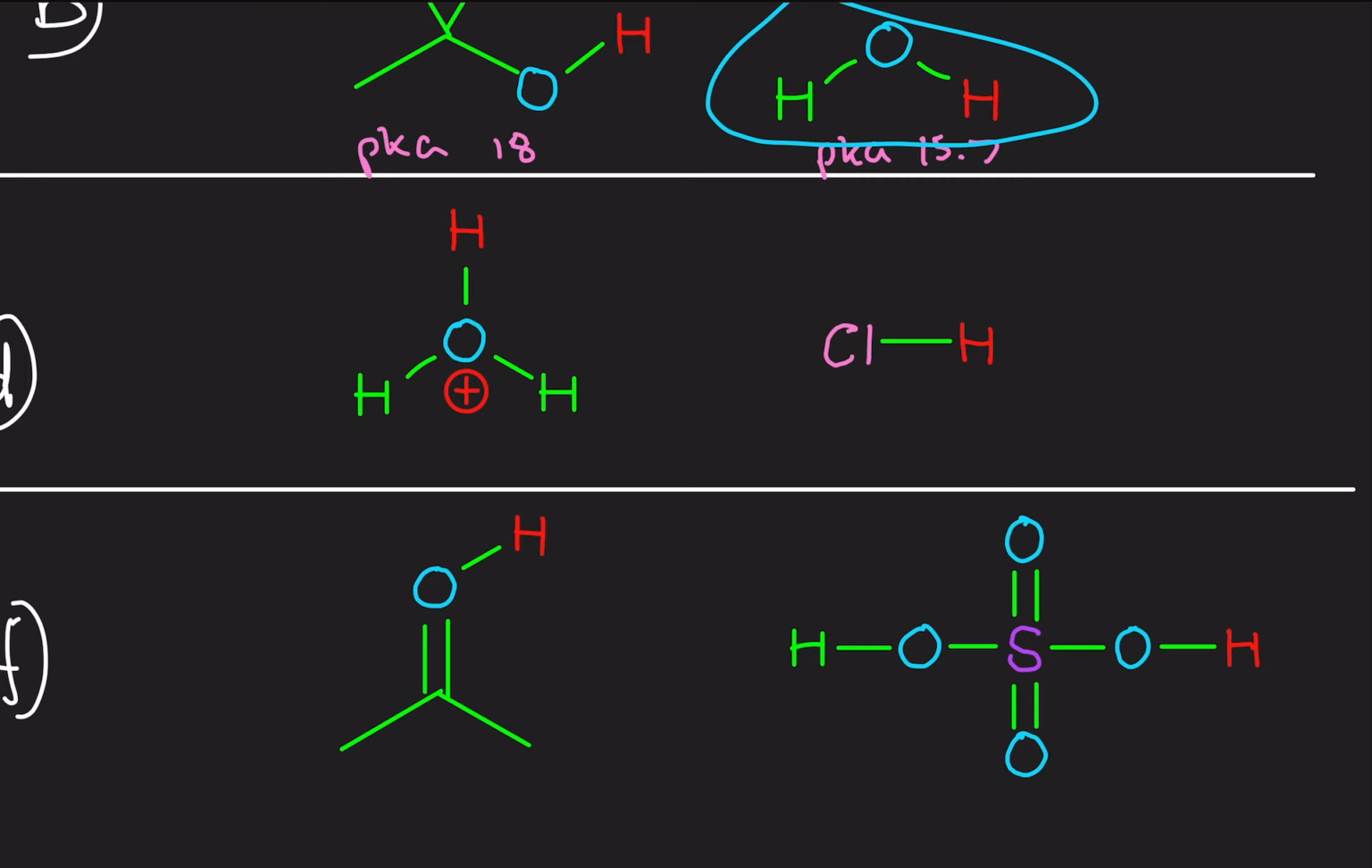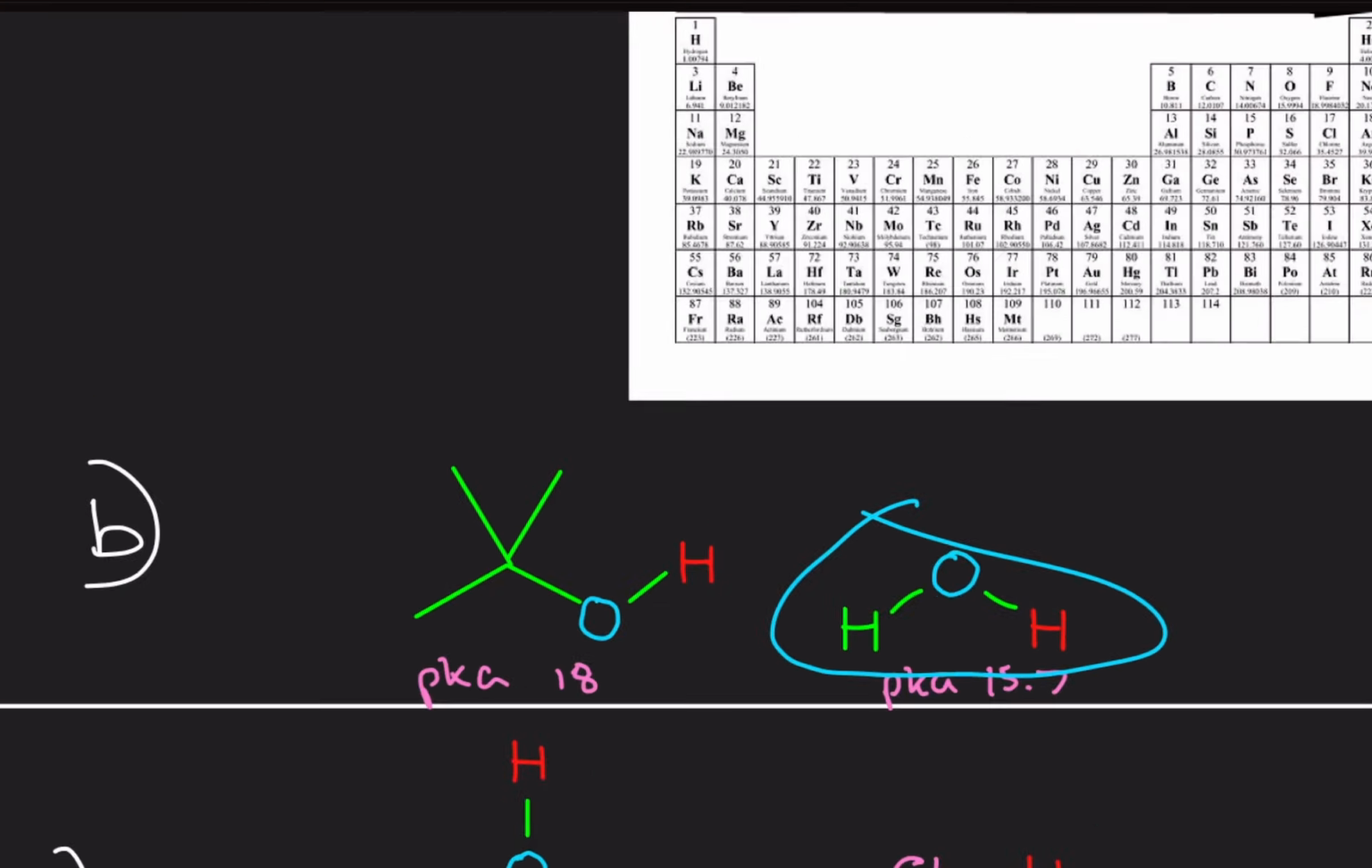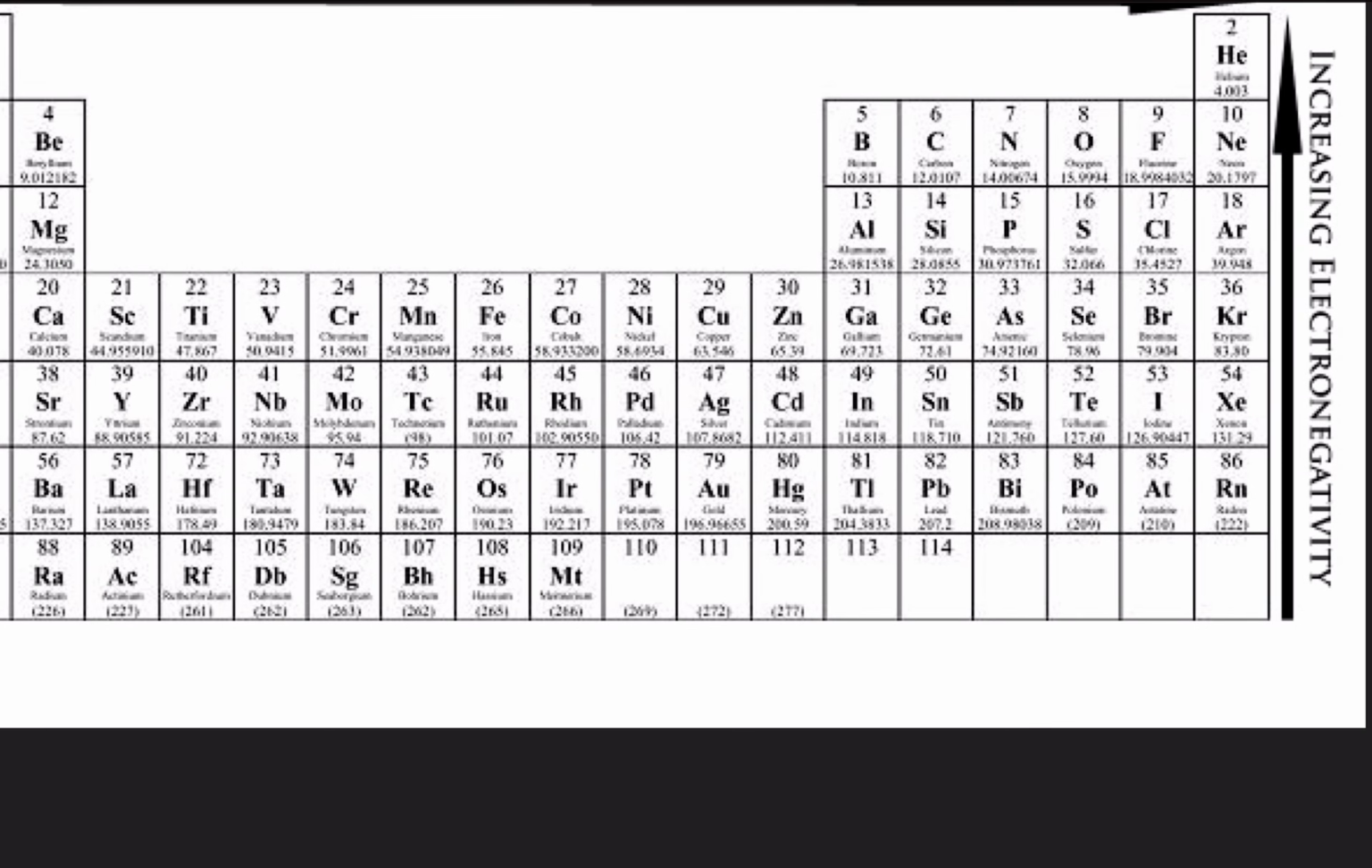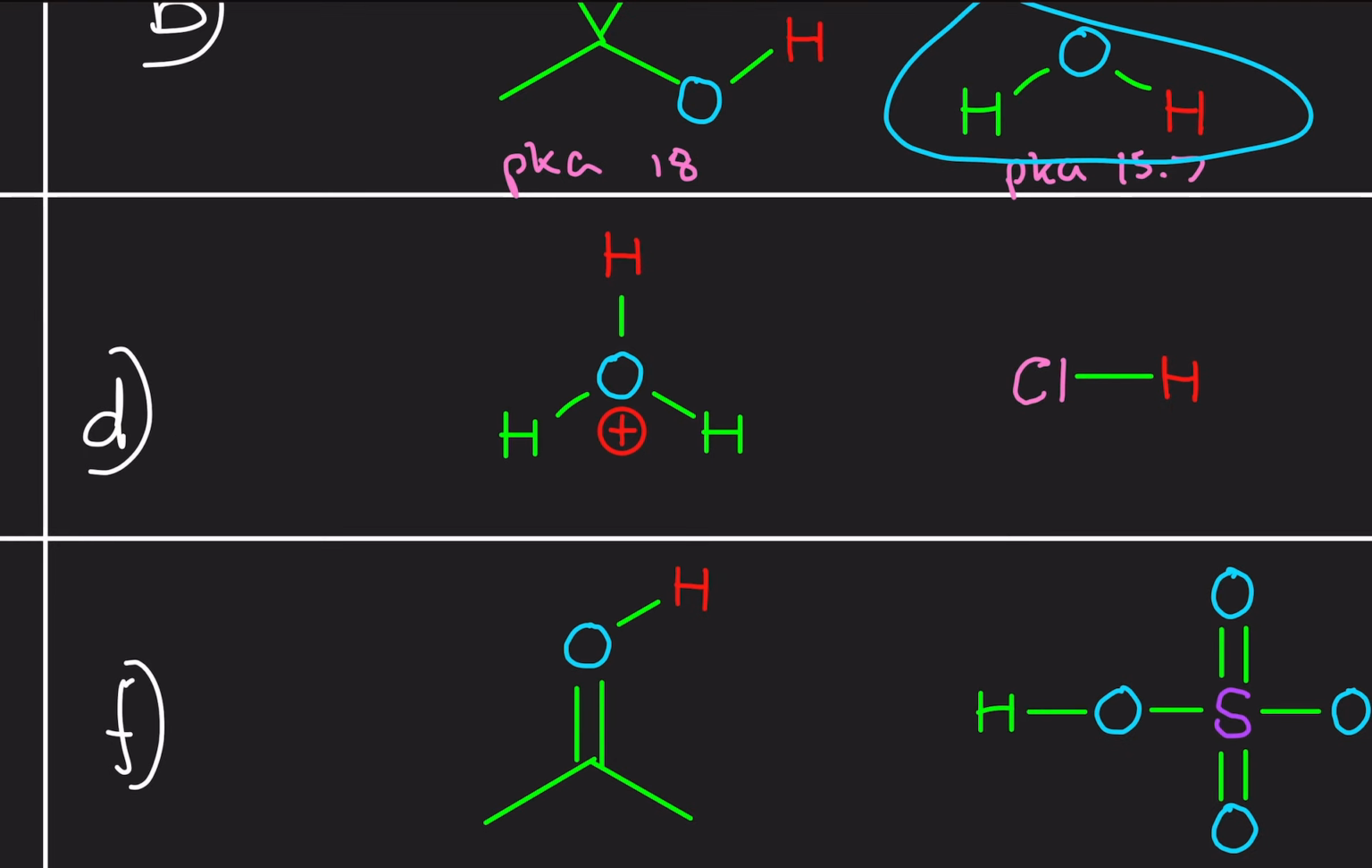Here we have hydrochloric acid and hydronium. This is hydrochloric acid that's in your stomach, and this is hydronium. Chlorine is way more electronegative than oxygen. So this is when you don't even have to look at the table. This is chlorine and this is oxygen. More to the right equals more electronegative. You can immediately know that this is more acidic because it's more electronegative. Chlorine wants to keep its electrons to itself.